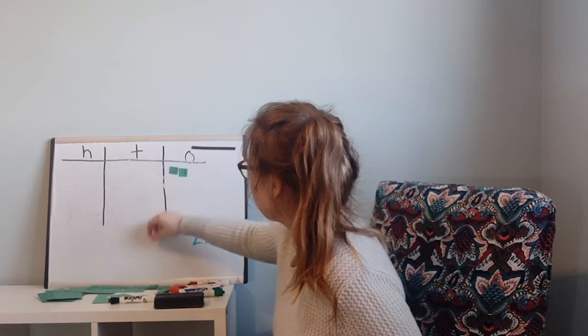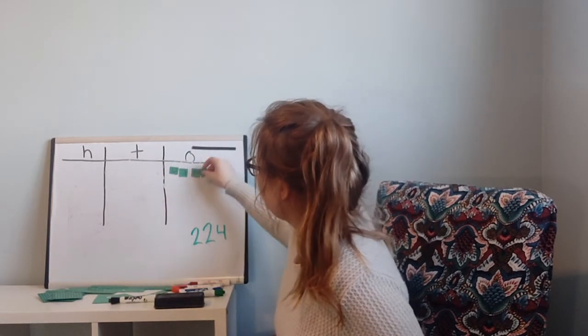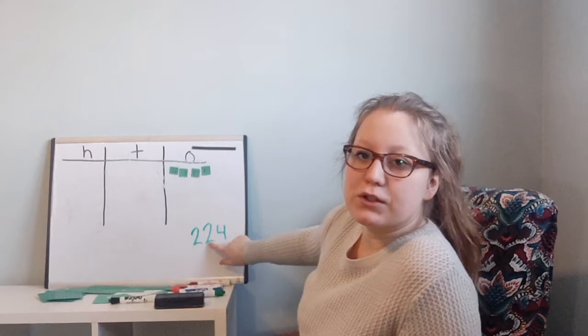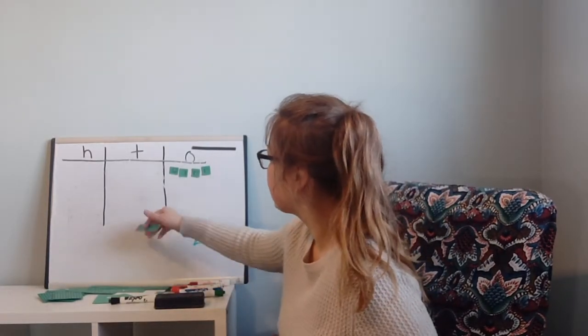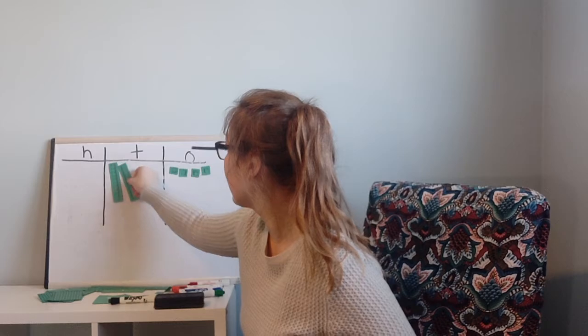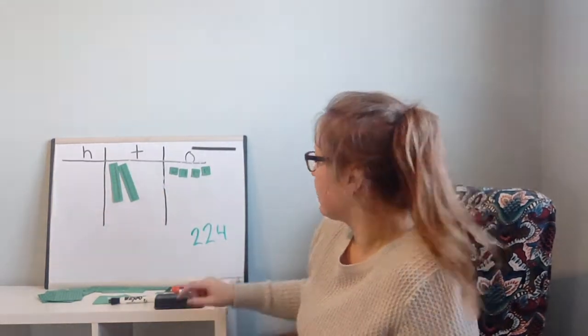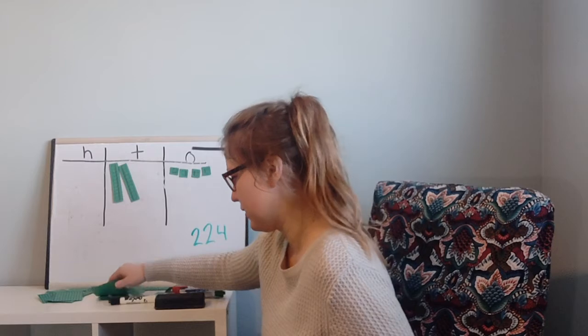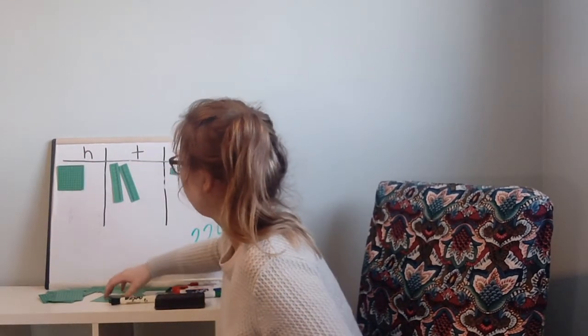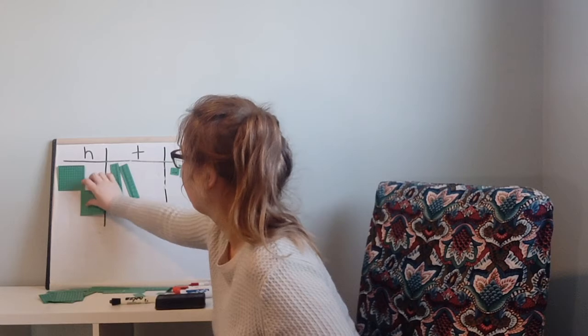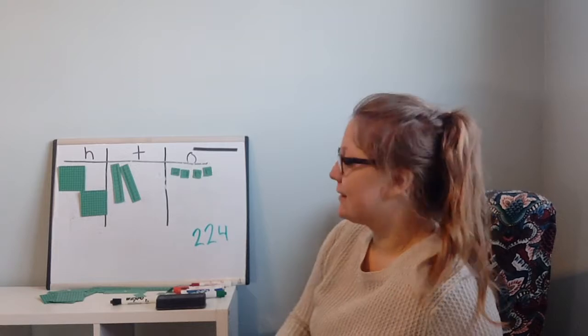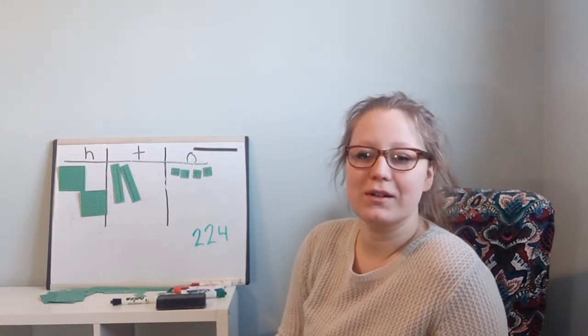1, 2, 3, 4. There is a 2 in the tens place, which means I need to see 2 groups of 10 on my board. And there is a 2 in the hundreds place, which means I need to see 2 groups of 100 in my hundreds place. Alrighty, I see the number 224 written out, and I see 224 shown with these base 10 blocks as well.